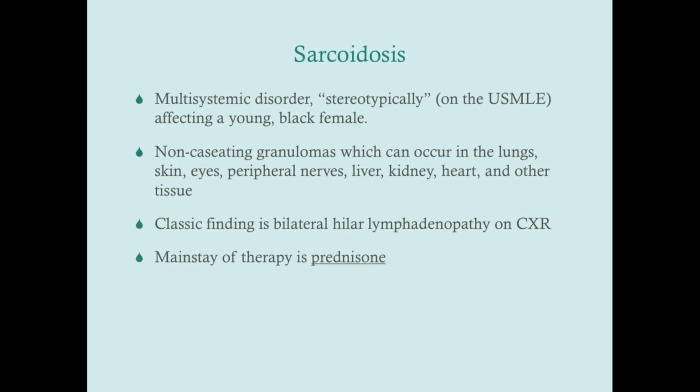It can also cause granulomas in the eyes, which cause uveitis. Patients with sarcoidosis need to be followed at least annually or semi-annually because they are at risk for bundle branch block if they get granulomas in the heart. So they need to have annual EKGs and annual ophthalmology exams. The classic finding for sarcoidosis when you diagnose it is bilateral hilar lymphadenopathy, and that will be noted on chest x-ray. The mainstay of therapy is prednisone.